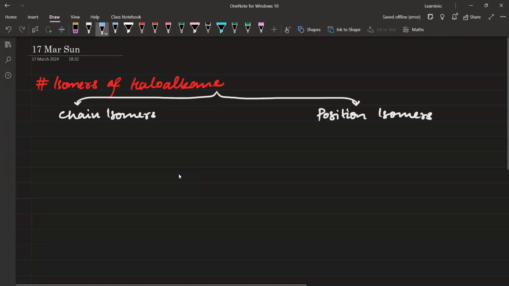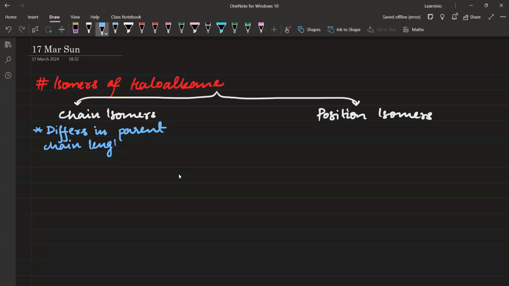Now, what are chain isomers? The characteristic property of the chain isomer is that they will differ in the chain length. Differs in parent chain length. And position isomers differ in the position of halogen atom.